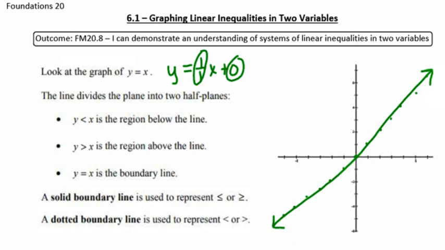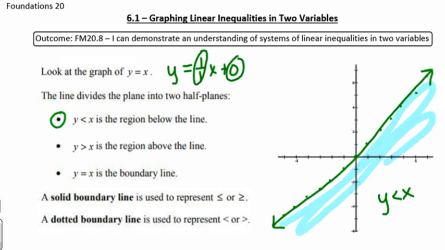The line divides the plane into two half planes. So we can see values on the right and the left of this line now. And this is what we're going to be really focusing on in chapter 6. So this first point, y is less than x, is in the region below the line. So y is less than x on this side of the line. If we want to shade that in, on this side of the line, whatever our x value is, our y is going to be less than it. So that's for this whole area here.